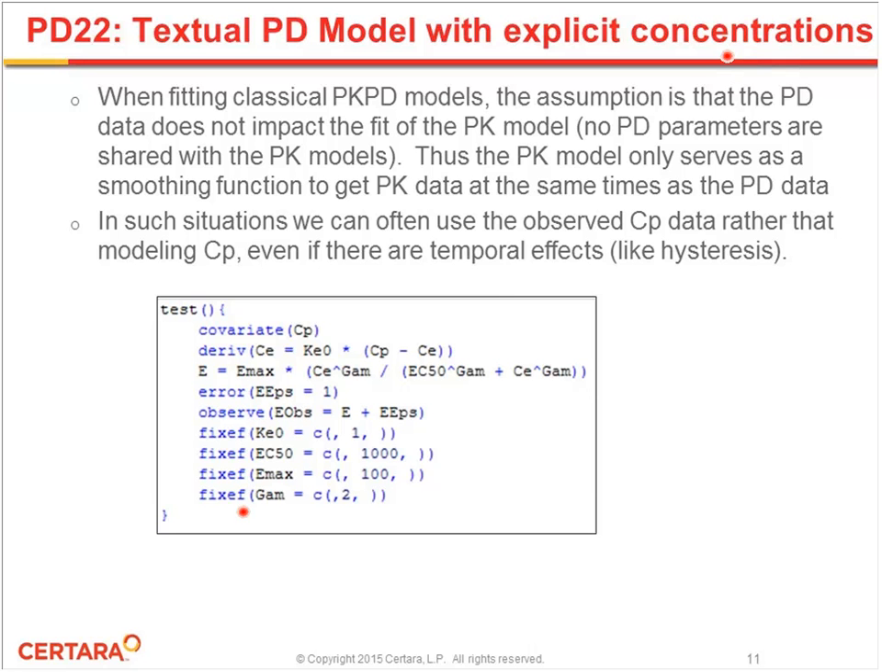And this is the associated PML, where you just introduce the explicit concentration by the covariate statement, covariate CP, plasma concentration, and then you can use it in the differential equation for the effect compartment. And as you can see, this reduces the lines of code quite substantially. We only have one derivative, then the Emax model, the residual error model, and 4 fixed effects.